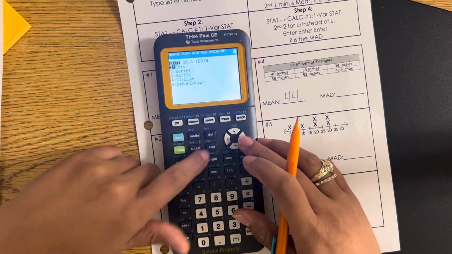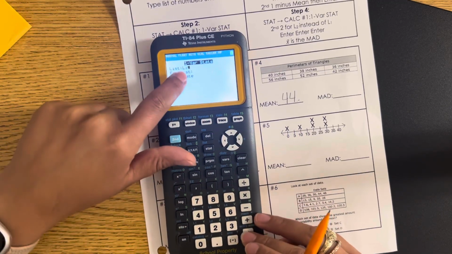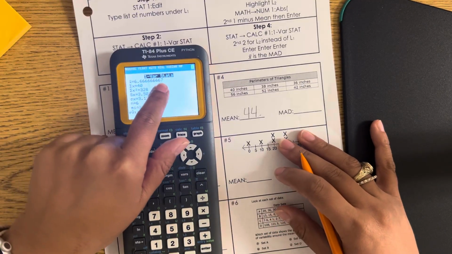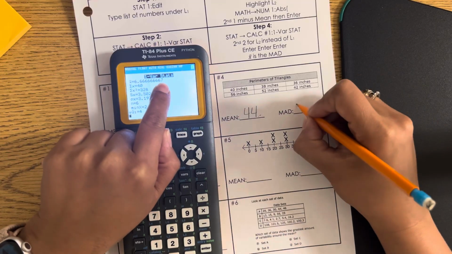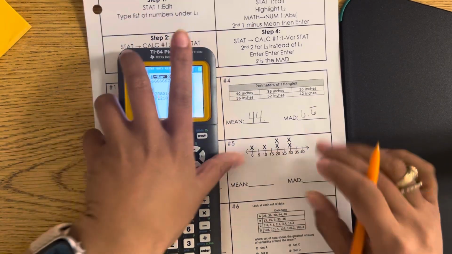Then we're going to do Stat, Calc 1, but this time, since it's the second time, we're going to do L2. My answer is a repeating decimal. Anytime you see the value change at the very end, that's the calculator's way of rounding, so you just ignore it. It's just 6.6 repeating.